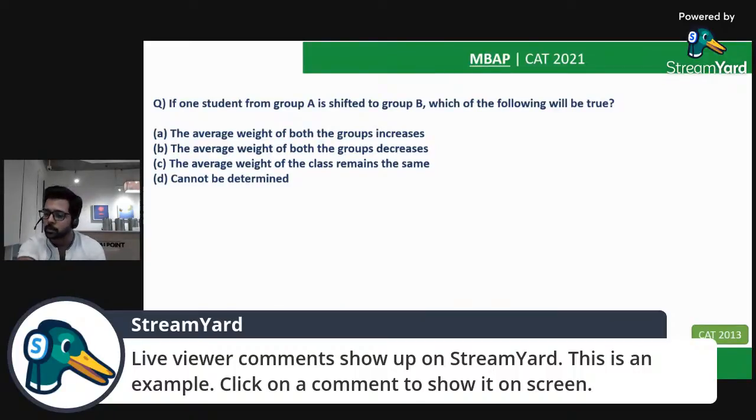There's one more option. Yes, Sumit, you are right. There's also one more option which says the average weight of the class remains the same. The first and the second option talk about the groups A and B. However, to slightly confuse you, you have got option D, which says cannot be determined, but there's also an option C, which says the average weight of the whole class remains the same.